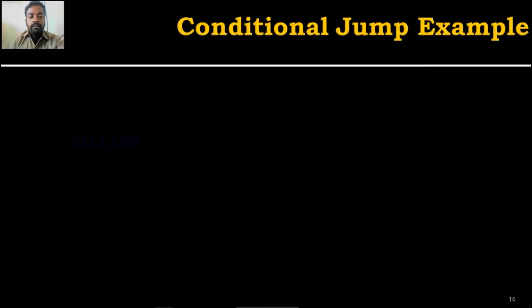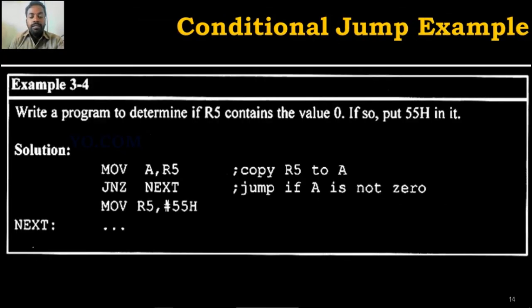Okay, right. Then conditional jump example. Write a program to determine if R5 contains the value 0. If so, put 55 in it. So if R5 equals 0, then put 55. MOV A, R5. Then JNZ next. Then MOV R5, #55.